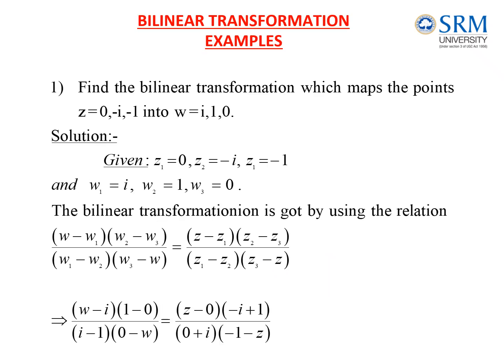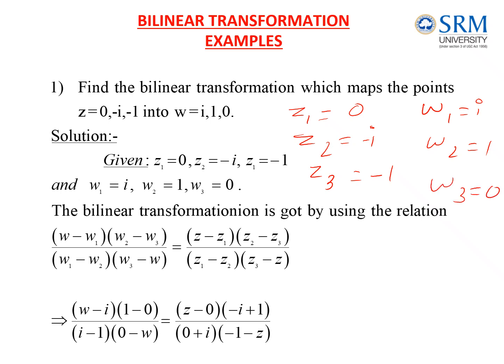So next we are going to see the example. Find the bilinear transformation which maps the 3 given points 0, minus i, minus 1 into the images i, 1 and 0. First we need to write the given points. Z1 is 0, Z2 is minus i and Z3 is minus 1. Similarly, W1 is i, W2 is 1, W3 is 0.